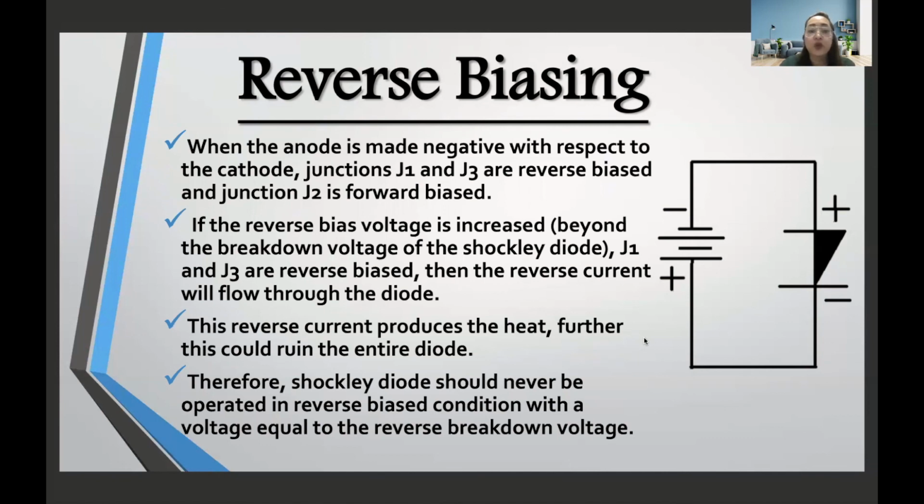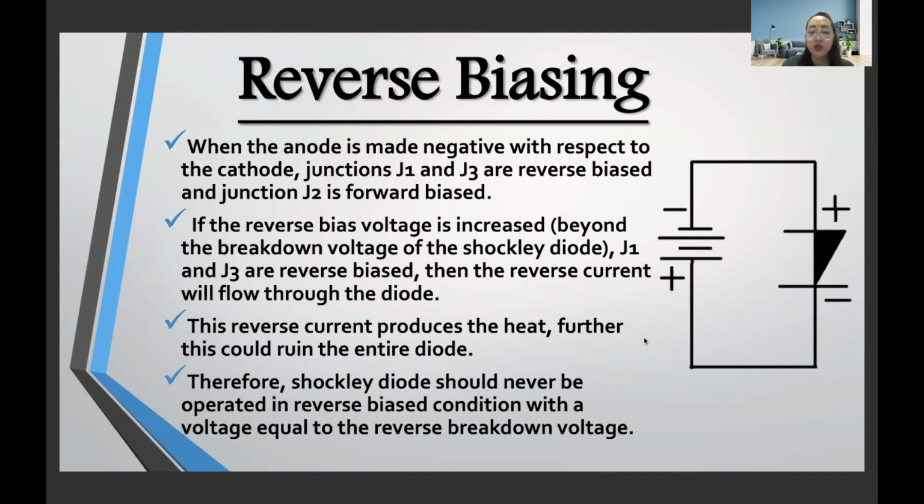What will happen? When the anode is made negative with respect to the cathode, junction 1 and junction 3 are reverse biased and junction 2 is forward biased. If the reverse bias voltage is increased beyond the breakdown voltage of the Shockley diode, then the reverse current will flow through the diode. This reverse current produces heat. Further, it could ruin the entire diode.